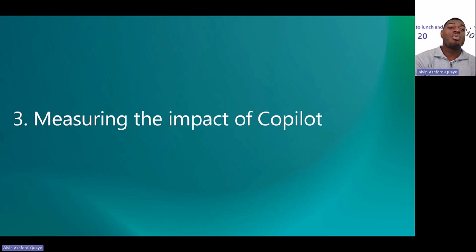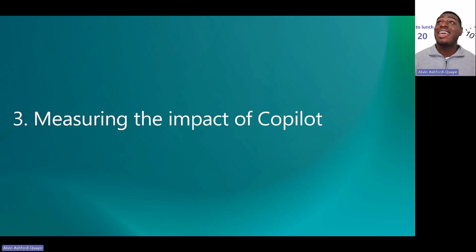The third part that I want to share with you is how we use Viva Insights to measure the impact of Copilot. When we think about Copilot, we're thinking about a cultural shift for our organization, a new way of working. But what a lot of our customers are yet to understand is how this is impacting and influencing our behaviors and the way that we work.